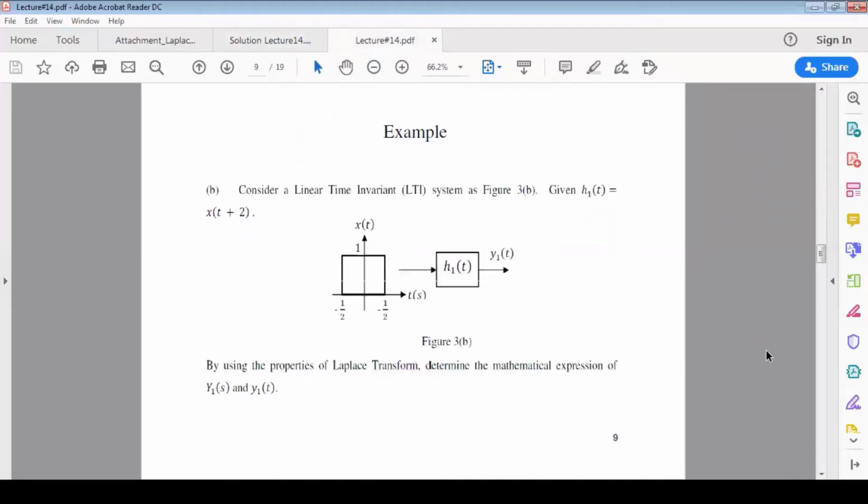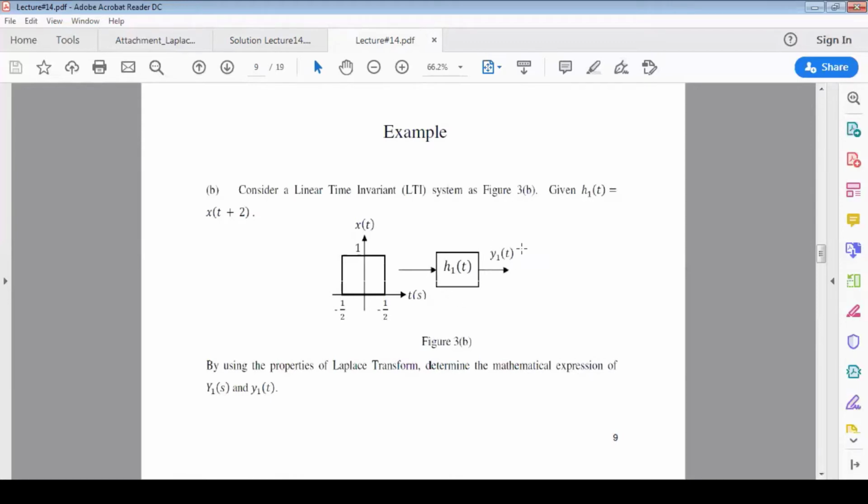Okay, so we are given these examples. We are given an LTI system as shown in figure 3b, where xt is a rectangular structure having a duration from negative half to positive half, with the amplitude of 1. And the xt signal is now the input to the system h1t, and the output is y1t.